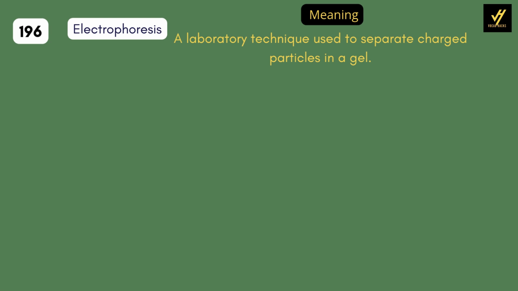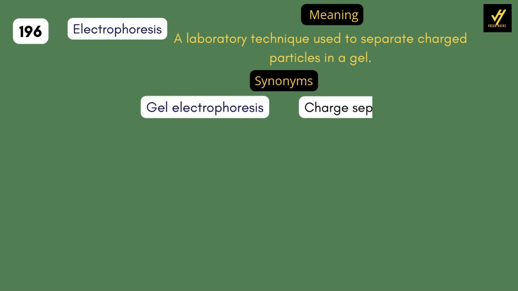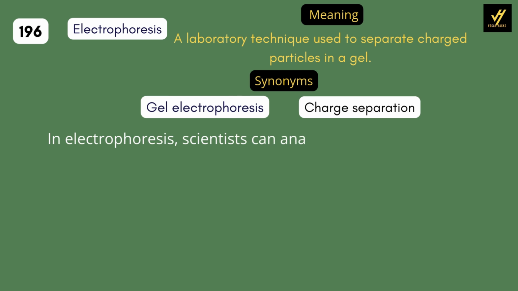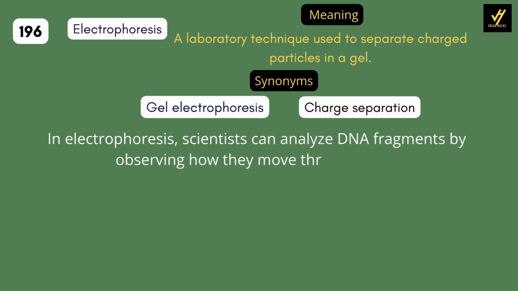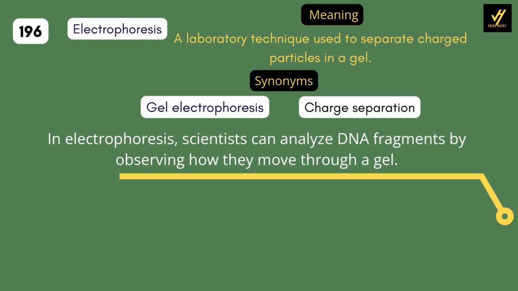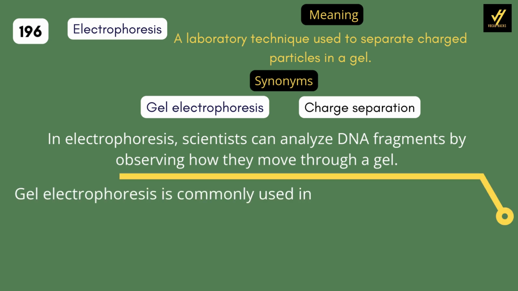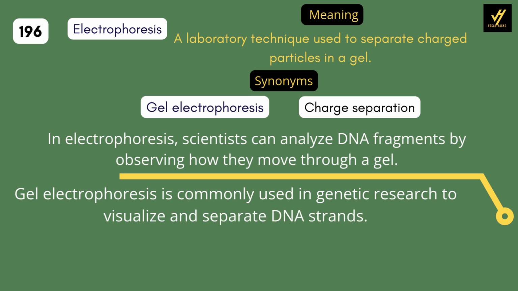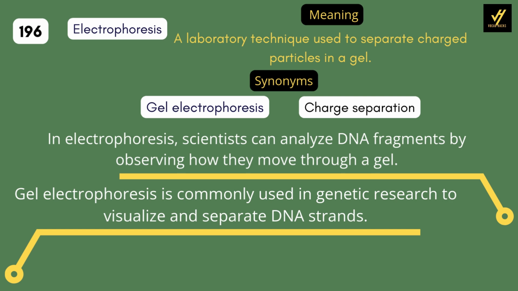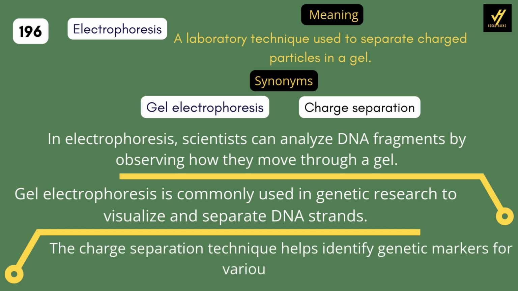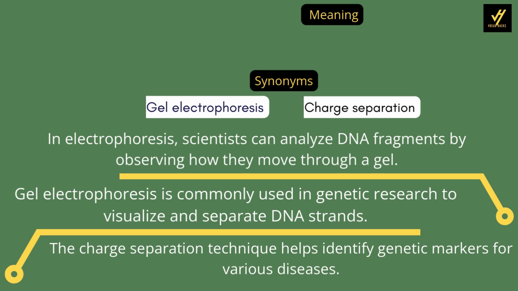Electrophoresis, a laboratory technique used to separate charged particles in a gel. Gel electrophoresis, charge separation. In electrophoresis, scientists can analyze DNA fragments by observing how they move through a gel. Gel electrophoresis is commonly used in genetic research to visualize and separate DNA strands. The charge separation technique helps identify genetic markers for various diseases.